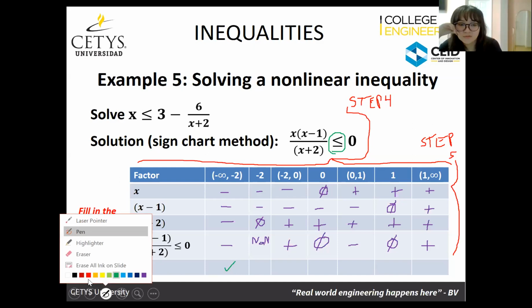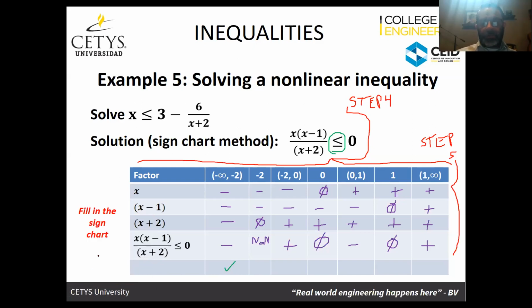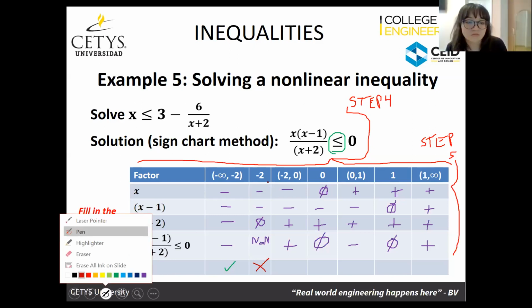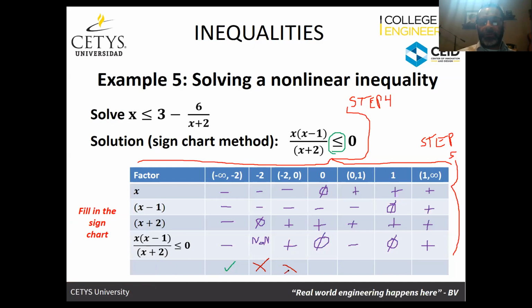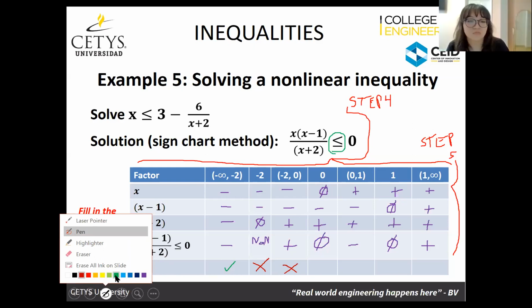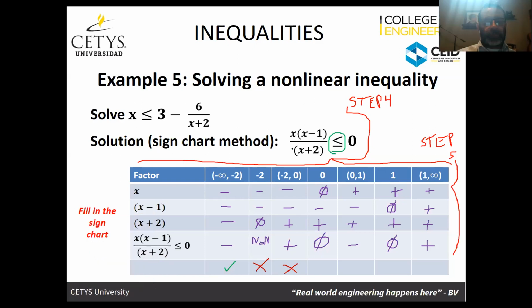Is the -2 part of the solution? No, because it's not a number. So no, this is correct. This is not a part of the solution. Is the next interval, -2 to 0, part of the solution? No, because it's positive. Correct. We're looking at things that are negative or 0. Is the 0 part of the solution? Yes, because it's less than or equal than 0. Okay, so this is part of the solution.